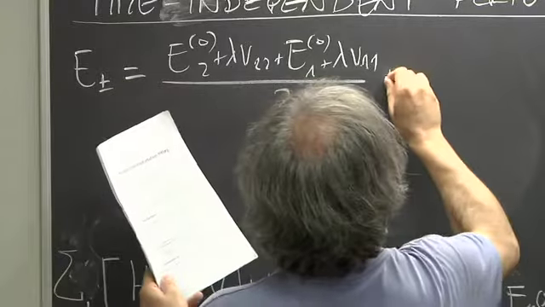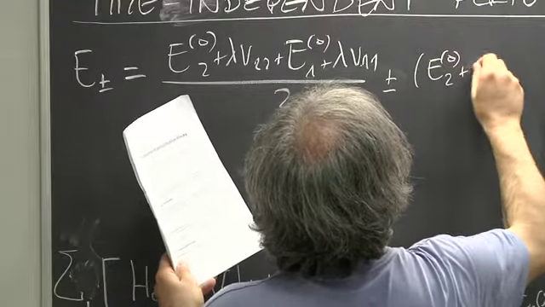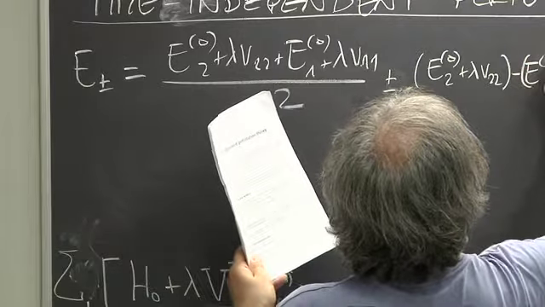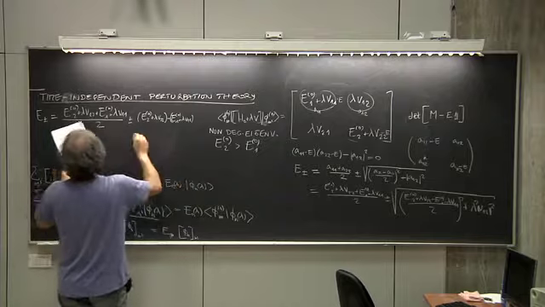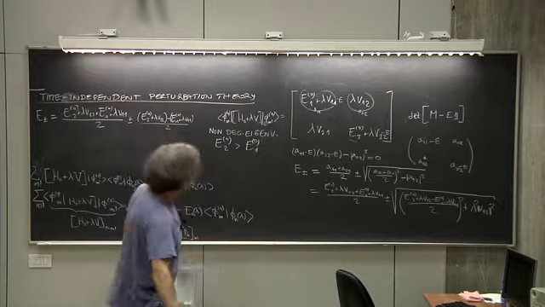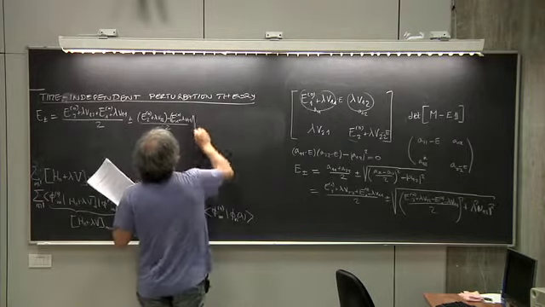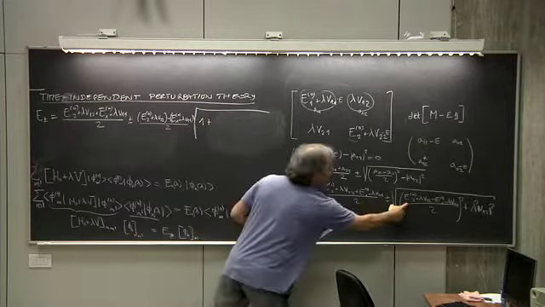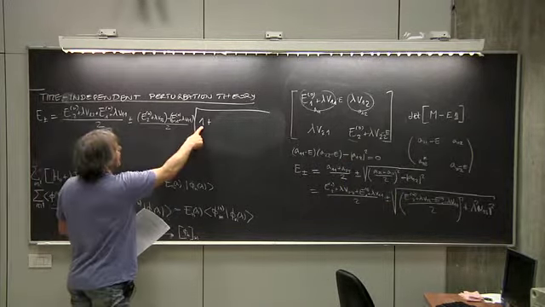So the first line, E02 plus lambda V22 plus E01 plus lambda V11 divided by 2. Then I have a plus or minus E02 plus lambda V22, now minus E01 plus lambda V11, okay, divided by 2, times the square root of 1 plus, okay, this is this thing I've taken outside, and so it becomes now a 1.